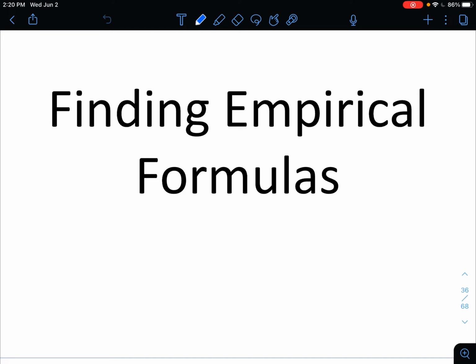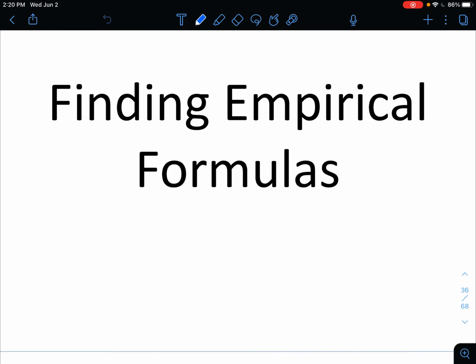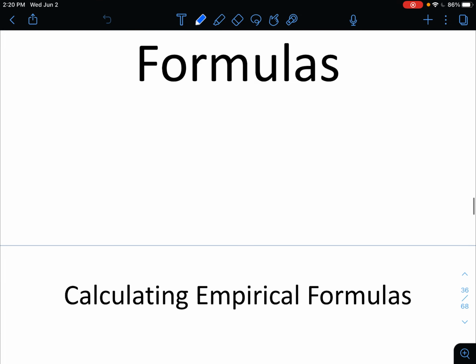So if you remember the empirical formula, that's the lowest whole number ratio of the elements in my formula. It might not necessarily be the actual molecular formula, but at least it tells us the relative number of each atom type in the chemical formula.